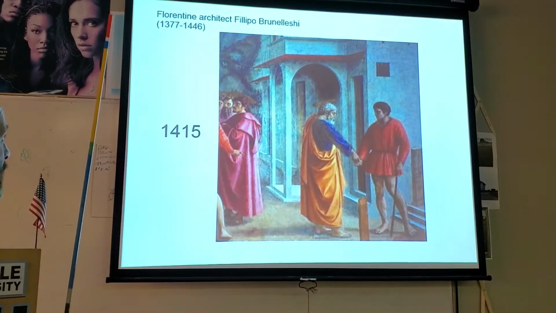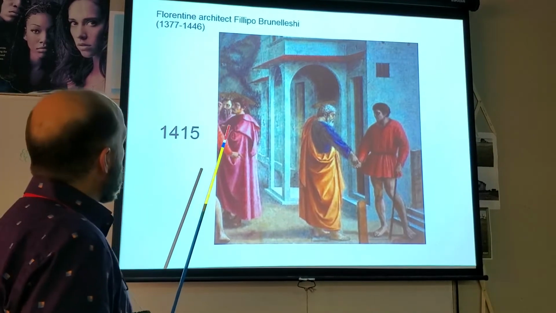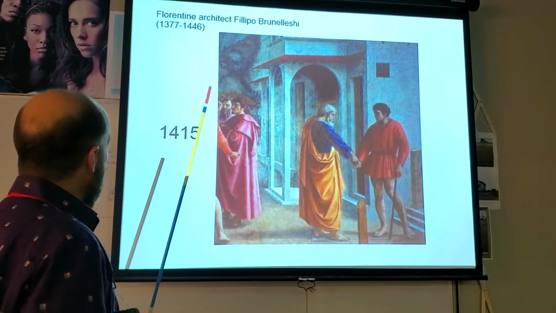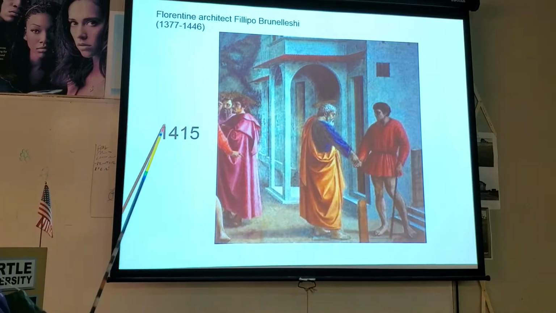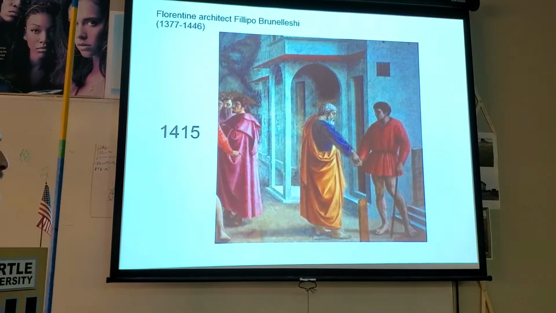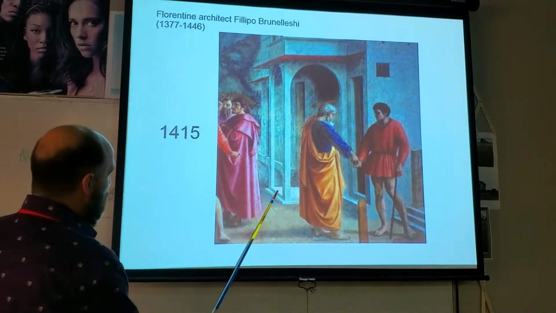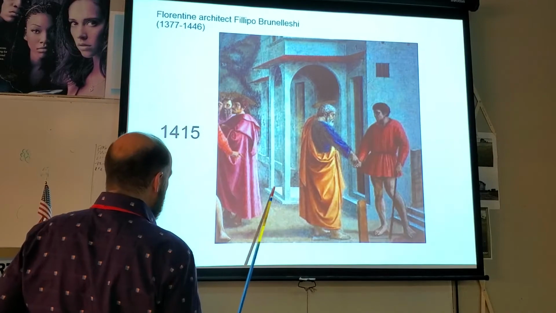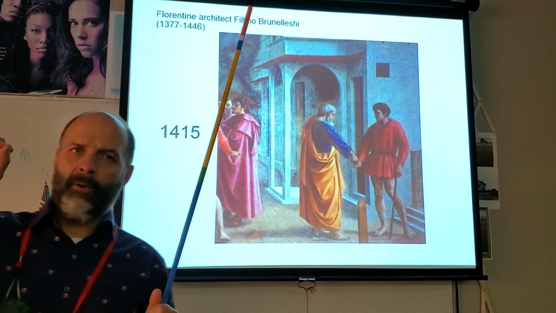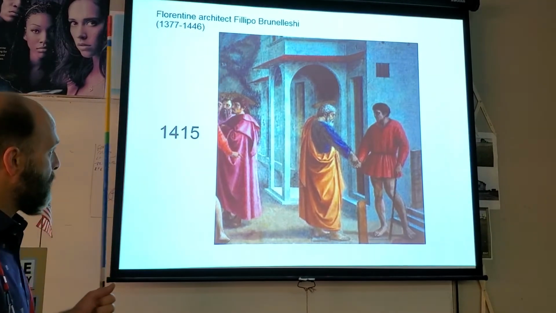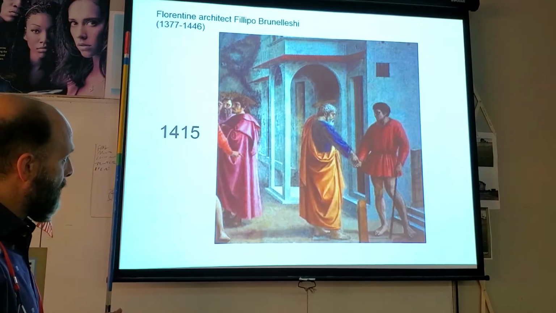Okay, there was an artist in Florence, Italy, and he was an architect, named Filippo Brunelleschi. He lived from 1377 to 1446. In 1415, he did this painting, and this was the first known painting that shows perspective. He's got this building here, and the lines of the building are converging towards a point. So he was one of the first artists to figure this out and actually apply it to a painting. Next. So here's the painting that we saw before. Go ahead, next one.